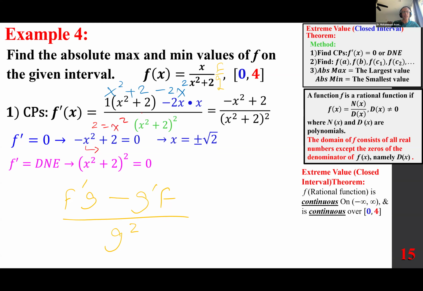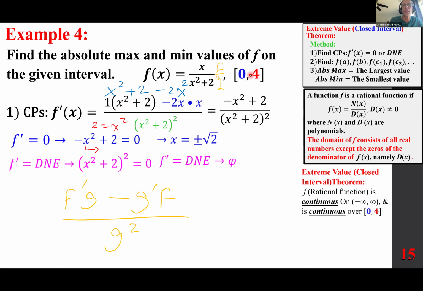f prime does not exist means the denominator is 0. As you know, when we worked on this one, x squared plus 2 equals 0 didn't give us any solution. This doesn't produce any solution either. Therefore, we have two critical points.